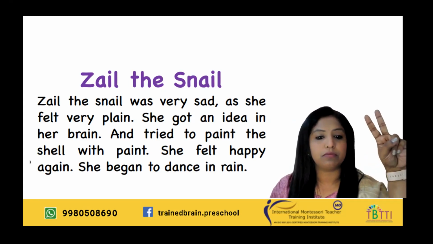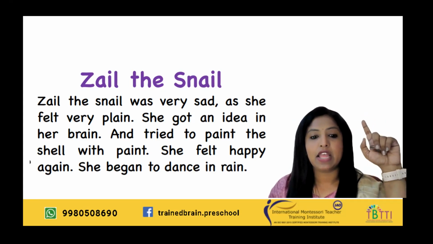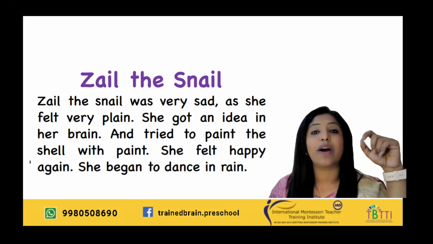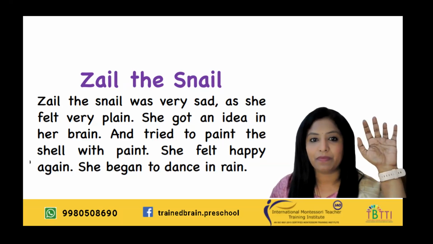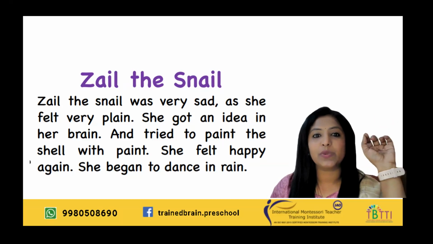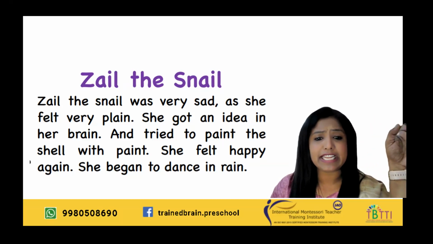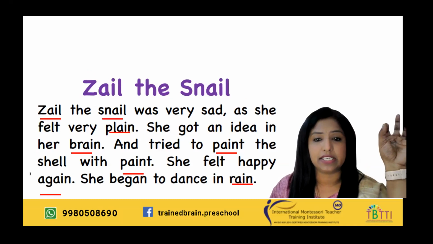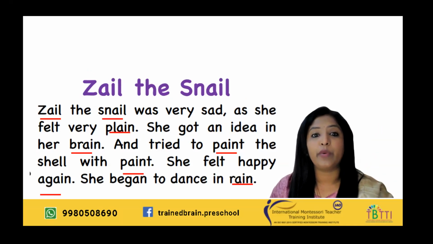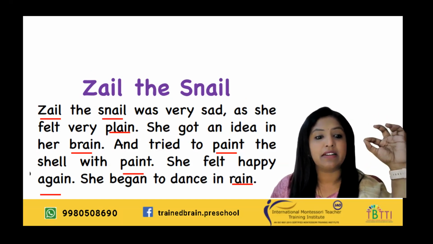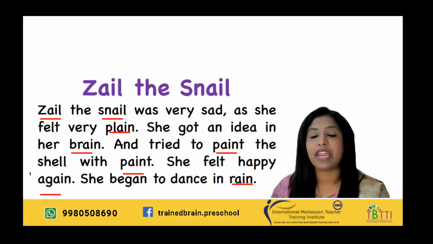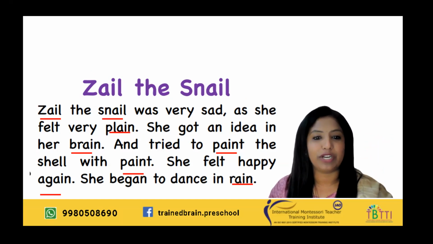There are two aims in this exercise. The first aim for me is to identify, are there any words with A? Definitely yes. So let's do a word hunt. So I have the following words: Zale, snail, plain, rain, paint, right? Again, rain. That means the child also learned new words.